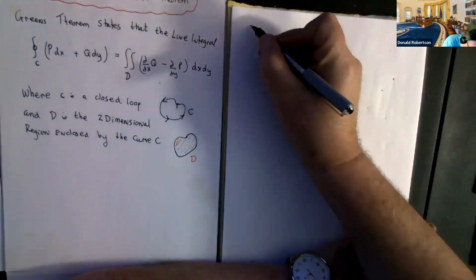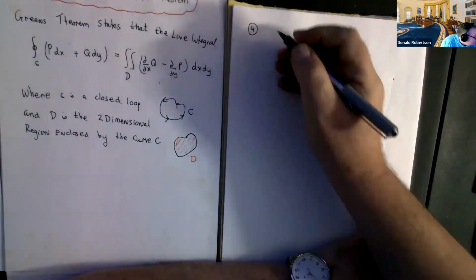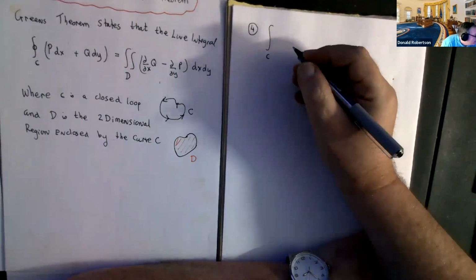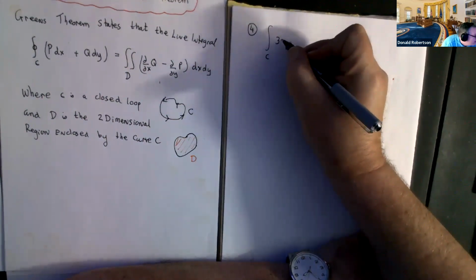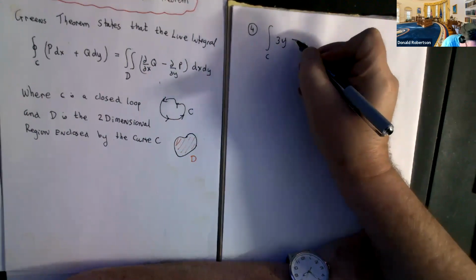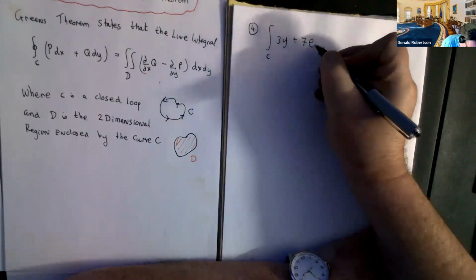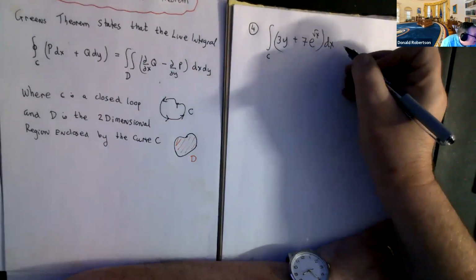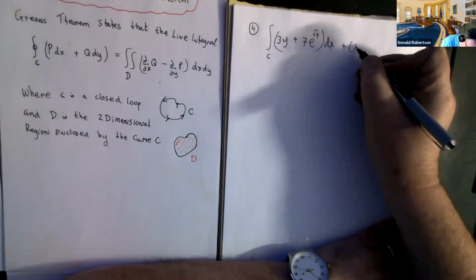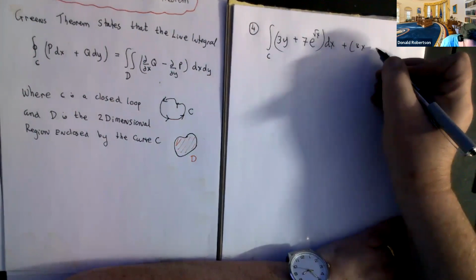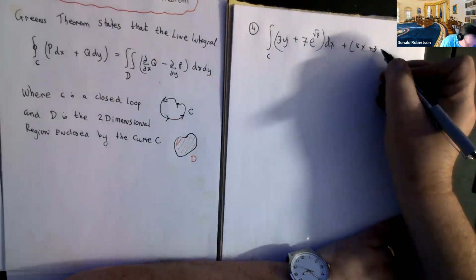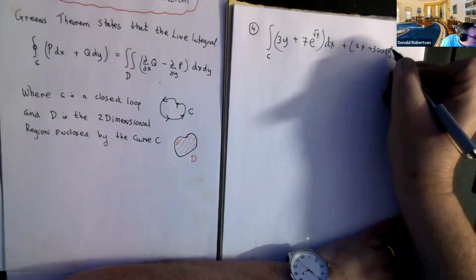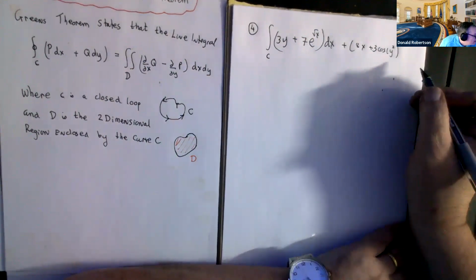Okay, let's look at 4. In question 4, we're going to be finding that line integral. It's 3y plus 7e to the square root of x dx plus 8x plus 3 cosine of y squared dy.